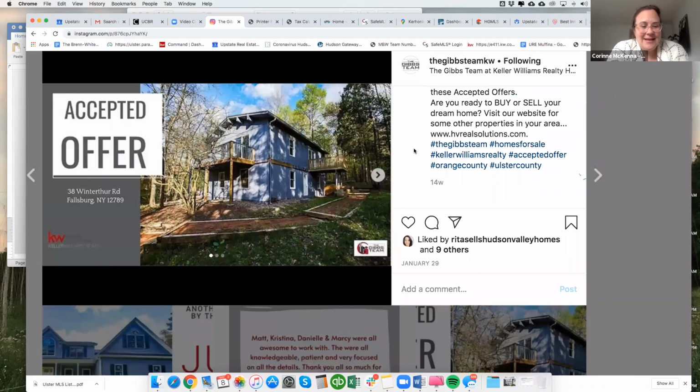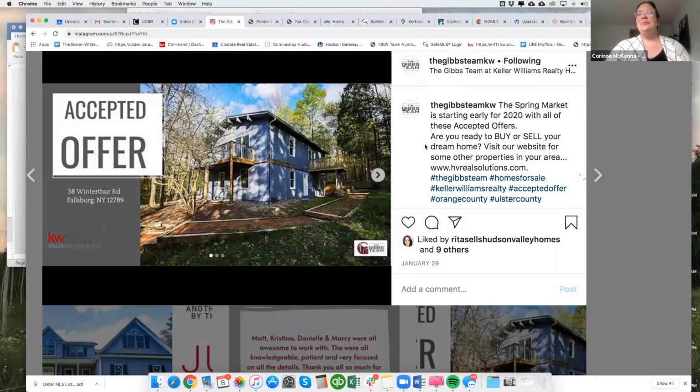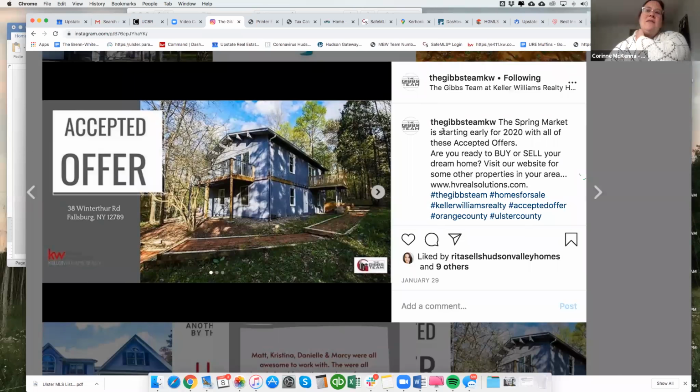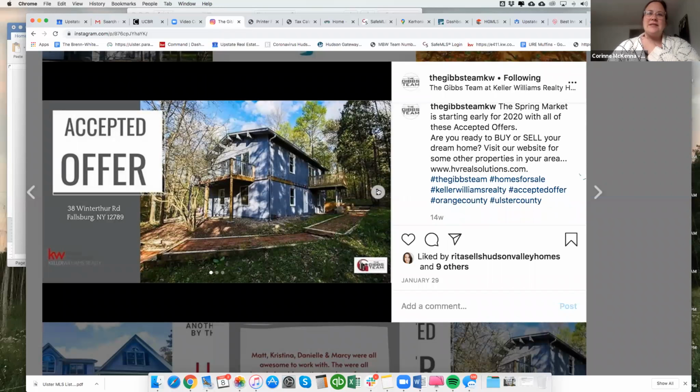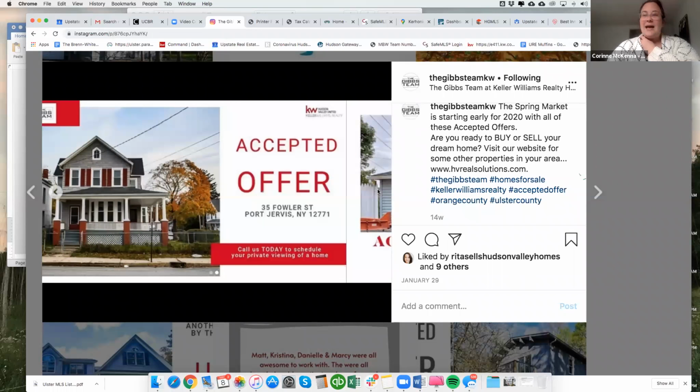Yeah, I think it's a, yeah. I mean, I would say that you could say, like, in Fallsburg or something. You know what I mean? I don't know, that depends. So to me, all of this stuff is the spring market starting early with all these accepted offers. So you can see this is a slideshow.